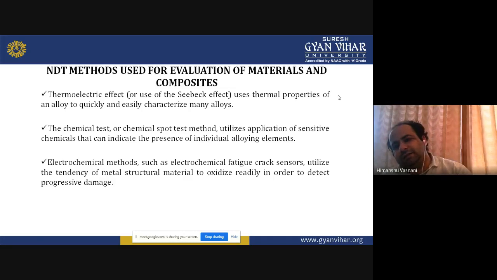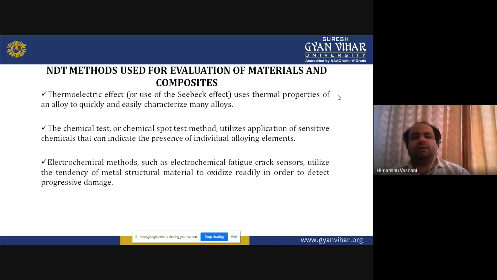And the next evaluation technique is the thermoelectric effect, or the Seebeck effect, that uses thermal properties of an alloy to quickly and easily characterize many alloys. Okay, they go for thermal properties, just like that. And the chemical spot test is also there. But apart from this, the liquid penetrant test is becoming more famous than the chemical spot test.